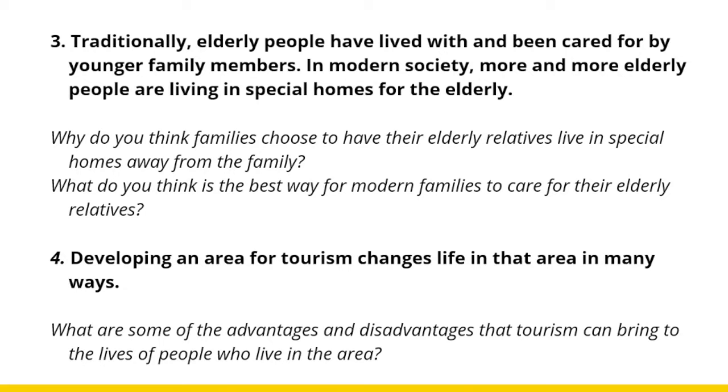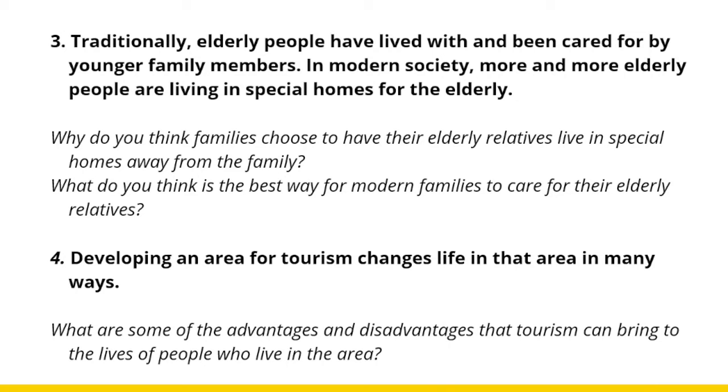All right, guys. And then the fourth type of essay we have, here we have a prompt. Developing an area for tourism changes life in that area in many ways. And again, we have a topic, we have a prompt, but what they're asking is quite different. So read it carefully. What are some of the advantages and disadvantages that tourism can bring to the lives of people who live in that area?